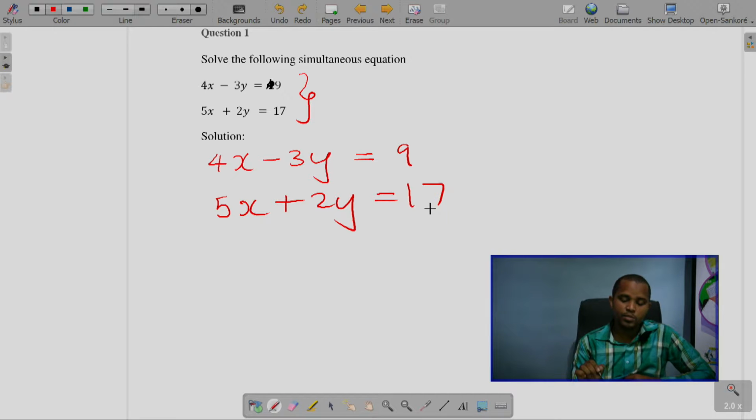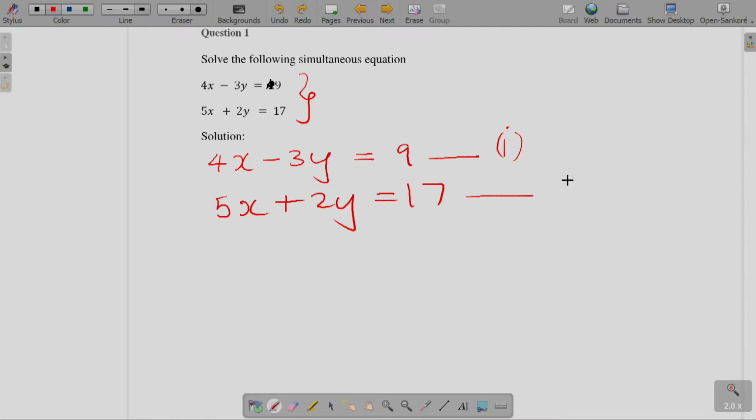The second step is to name these two equations. So let's name this one equation number 1, and this one let's name it equation number 2. So we are required to eliminate the variable y. On eliminating the variable y, first let's multiply equation 1 by 2 and equation 2 by 3.